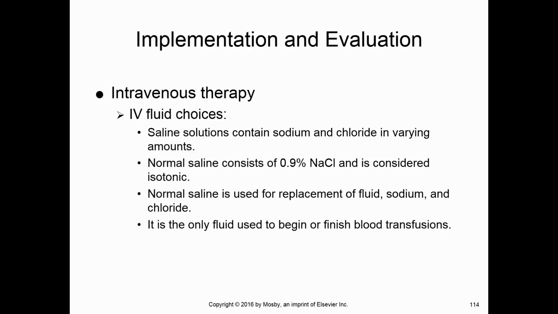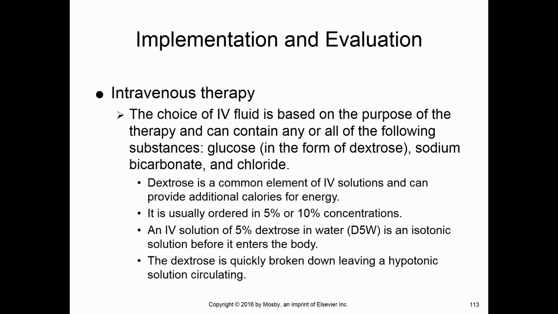So if you look in your book on that table, just about any of the solutions that we give could have a little bit of dextrose in it. An example is D5, dextrose 5%, in quarter percent normal saline. We could have lactated ringers with dextrose in it. We could have half normal saline with dextrose in it. So the doctor will definitely order which type of fluid he wants and how much dextrose he wants.